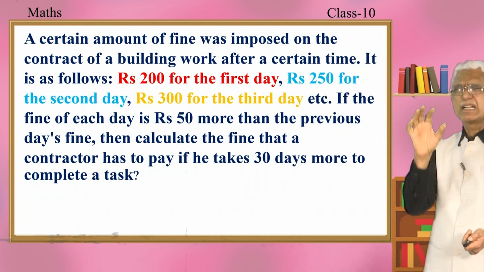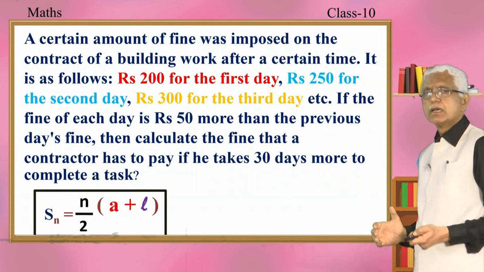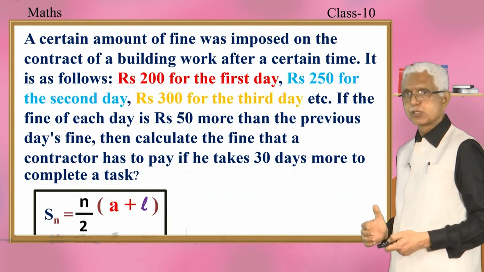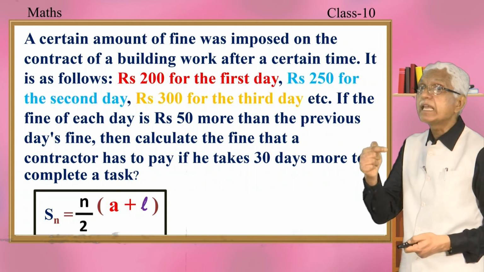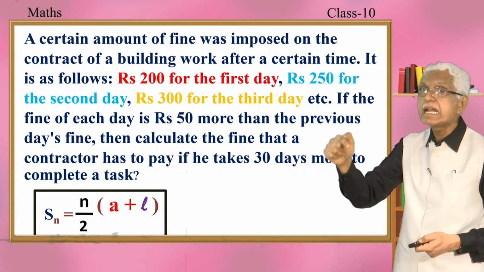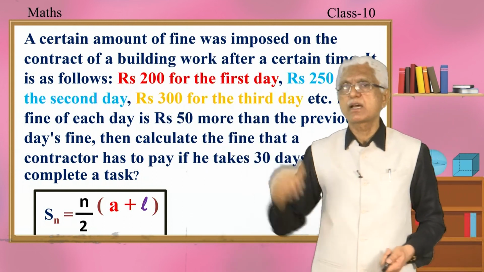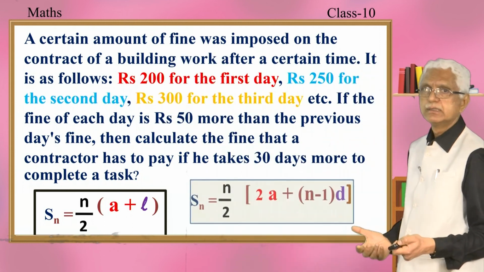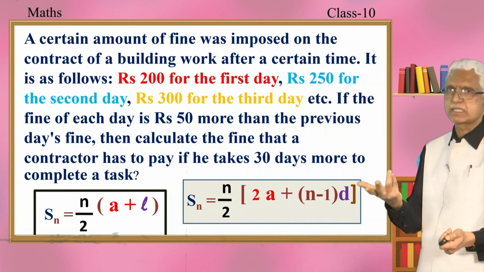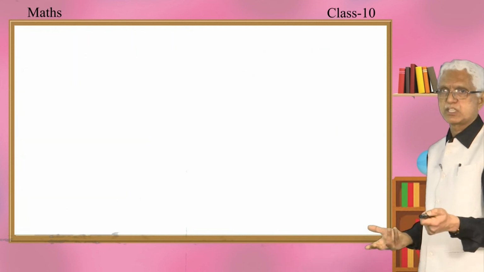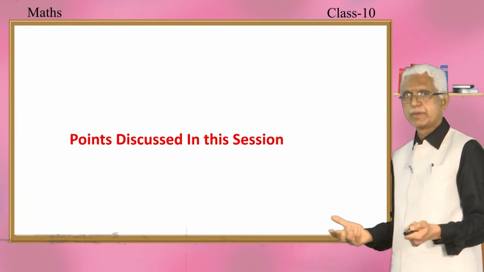This is one application problem. You can use n by 2 into a plus l also, but you should know l. How will you know l? l is nothing but a30, because 30 terms are there. You can also use n by 2 into 2a plus n minus 1 into d as I told you just now. That is good, my dear children.